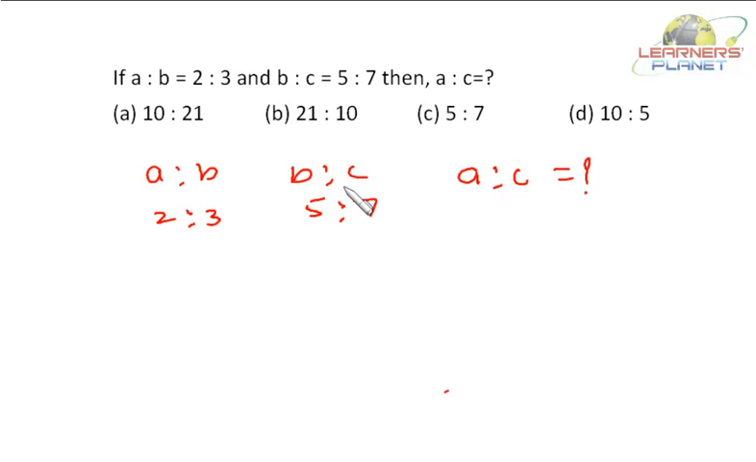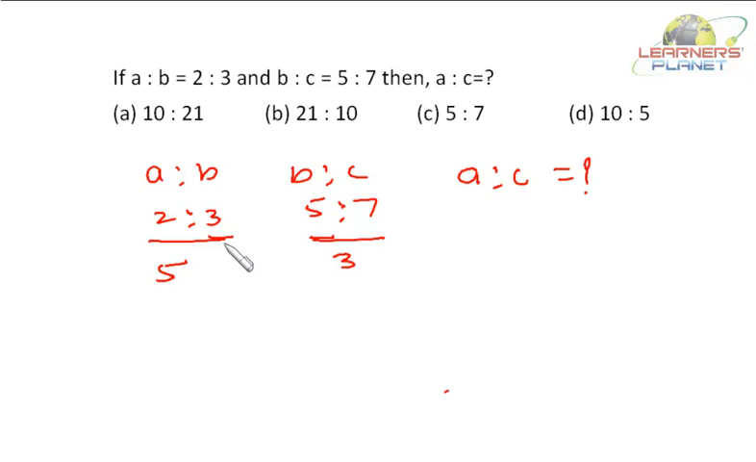If we wish to make a direct comparison of A and C, that means the value of B in both the cases should be equal. Okay. Now how could I make it equal? Suppose I multiply this expression by 5. That means this ratio by 5 and this ratio by 3. And then the value of B will be 15 over here and the value of B will be even 15 over here.